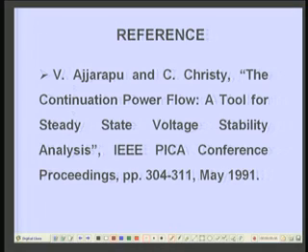This continuation power flow approach has been well documented. The most important research paper where it has been discussed is by V. Ajjarapu and C. Christy, The continuation power flow: a tool for steady state voltage stability analysis, IEEE PICA conference proceedings, pages 304 to 311, which appeared in May 1991. This is a very standard reference paper for understanding the continuation power flow algorithm. We will briefly study its salient features.